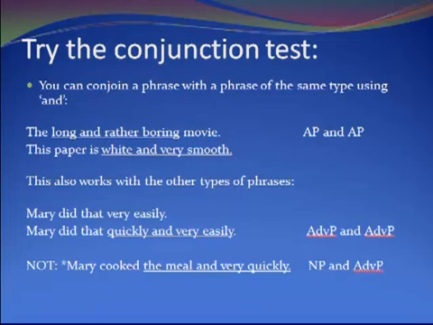It also works for other types of phrases. Mary did that very easily. You could say something like, Mary did that quickly and very easily. And you've got an adverb phrase and an adverb phrase. What you can't do is conjoin two constituents of different types. So for example, you can't say Mary cooked the meal and very quickly, because that's a noun phrase and an adverb phrase, even though Mary cooked the meal is perfectly fine, and Mary cooked very quickly is also really fine. But you can't conjoin the constituents following cooked in those two sentences.